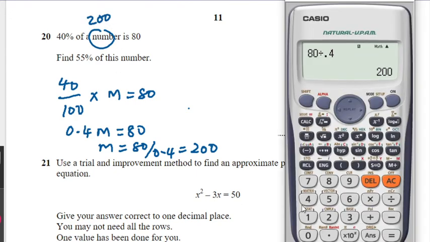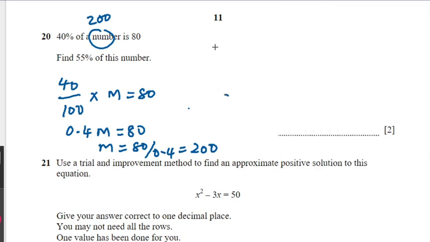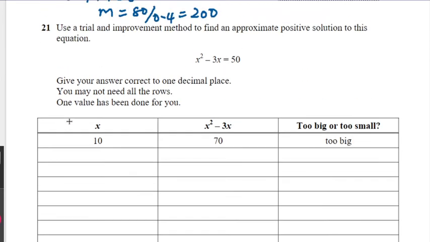Then we can check also 40% of 200. Is it 80? Yeah, it's 80. So therefore we find 55% of that number, which is 200, is what? 55 times 2 is 110. So here is 110. Alright, that's how you do it. Move on, question number 21 here.